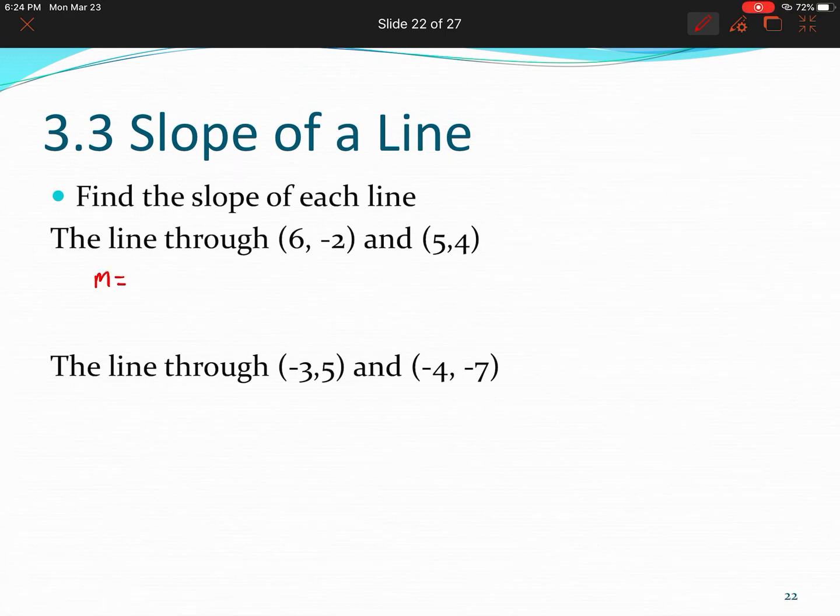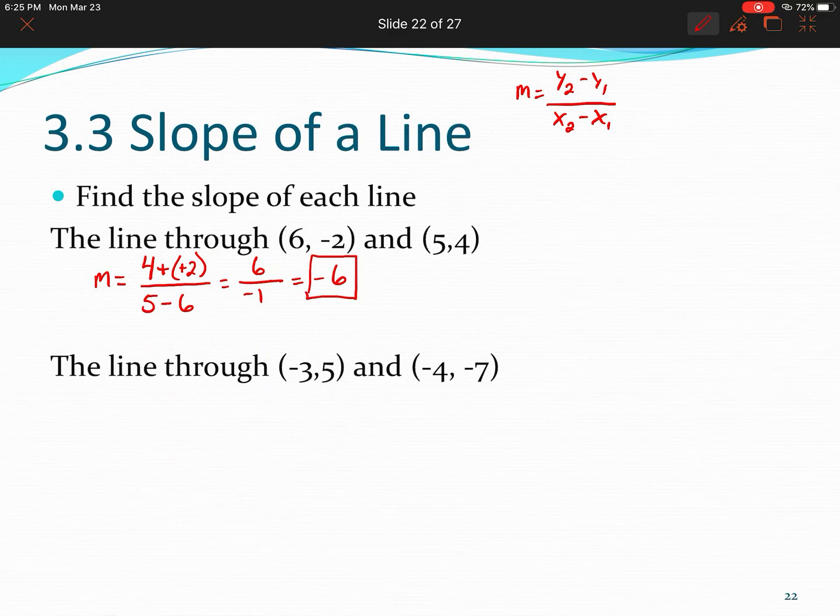Okay, so as we are looking at finding the slope, again we're going to use our slope formula, which is y sub 2 minus y sub 1 divided by x sub 2 minus x sub 1. As we substitute our numbers into the formula, in this case we have 4 minus a negative 2 divided by 5 minus 6. Again, that minus a negative makes that 2 become positive. As we simplify, 4 plus 2 is 6. 5 minus 6 is negative 1, which gives us negative 6 when we simplify.